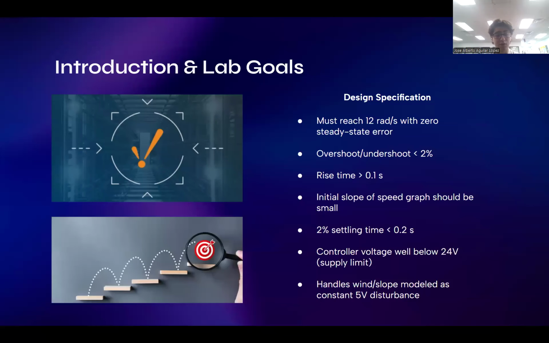For this first slide, I'm going to talk about the introduction and the lab goals for Lab 5. The design specification had to meet the following criteria. The controller had to reach 12 radians per second with zero steady state error.